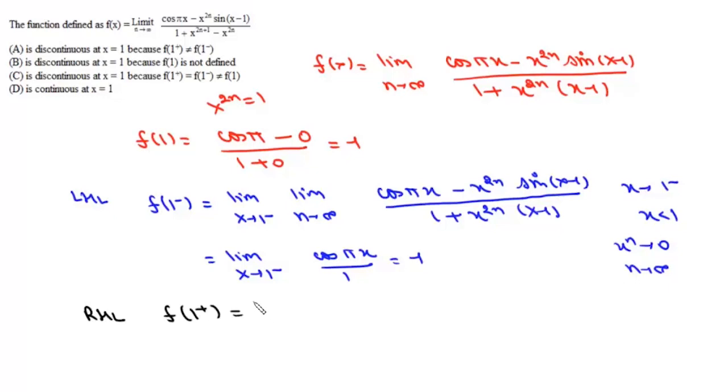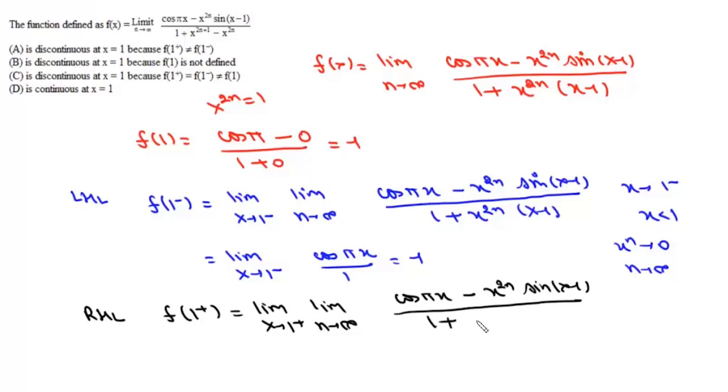Now right hand limit will be f(1 positive), and will be this limit x tends to 1 positive, limit n tends to infinite. Now this is (cos pi x minus x to the power 2n sin(x minus 1)) upon (1 plus x to the power 2n) into (x minus 1). Now here x is greater than 1, and if x is greater than 1, then x to the power infinite is infinite. So what we'll do in this case is we'll divide everything with x to the power 2n.